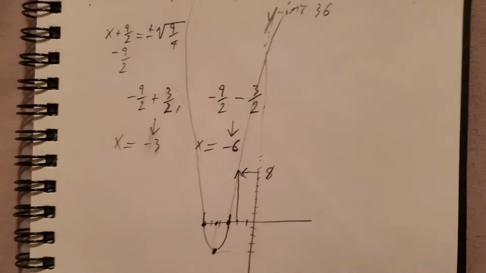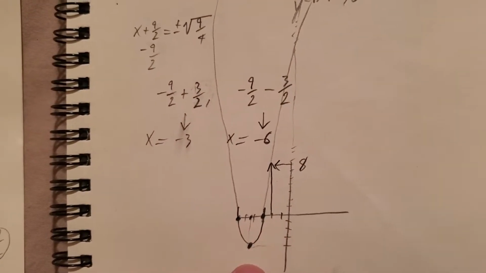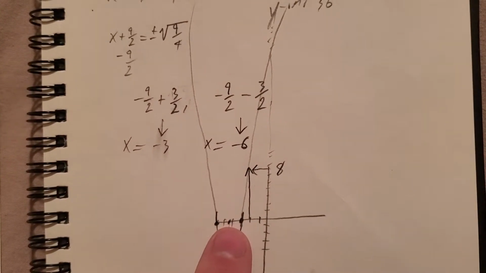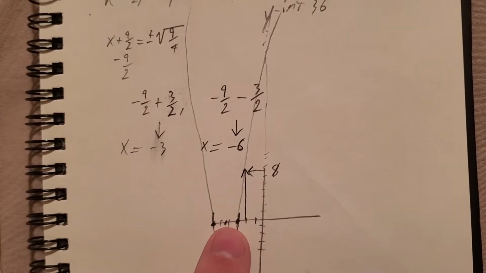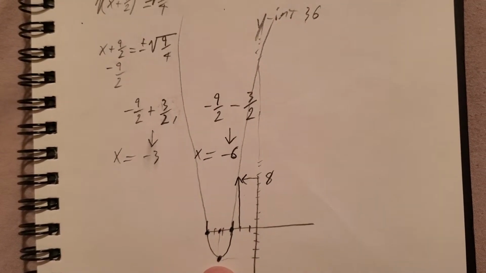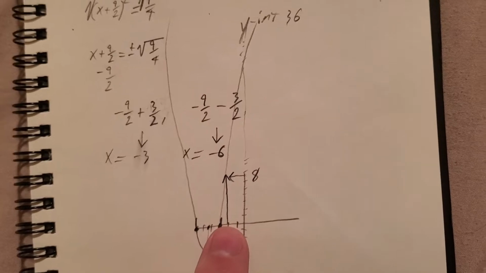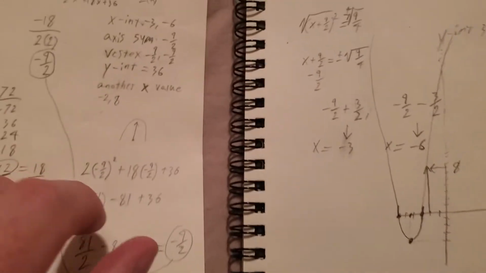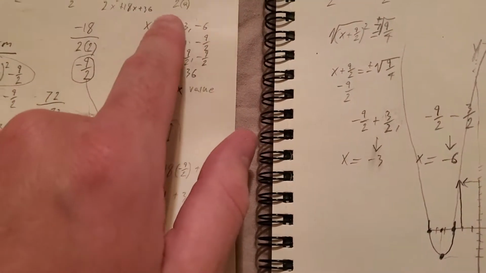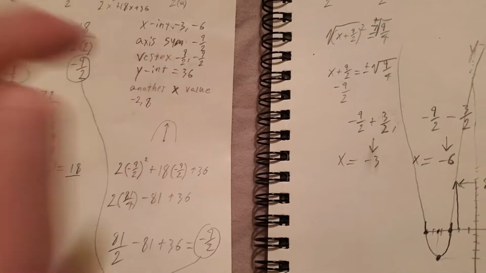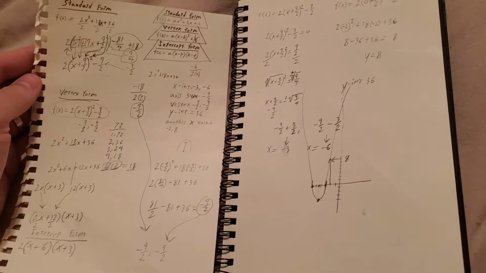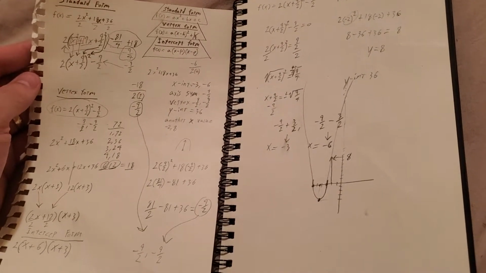Is there anything else we can put in? We put in the x-intercepts. We put in the axis of symmetry, which was -4.5 or -9/2. We have the vertex. We have the other y value, the y-intercept. We have 1, 2, 3, 4, 5, 6 different values of interest here. So guys, that's all the points of interest done by standard form.